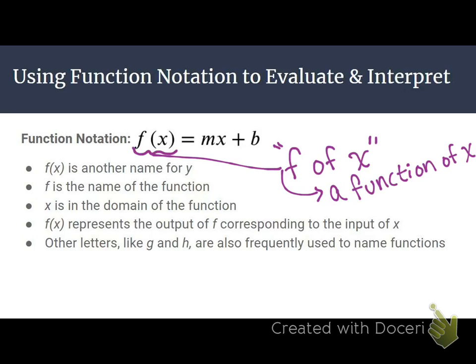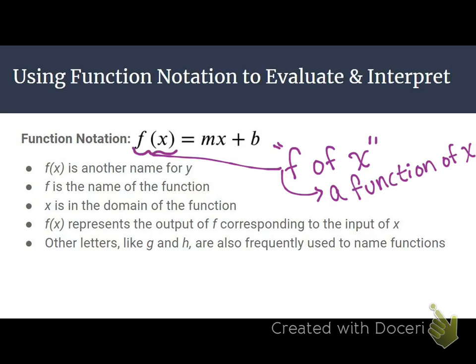So f of x, or f parentheses x, is just another name for y. It doesn't change how you treat it or anything like that. It's just a different way of writing it. F is the name of the function, and x is in the domain of the function. So any number that you see in place of the x is part of the domain. So f of x represents the output of f corresponding to the input of x.